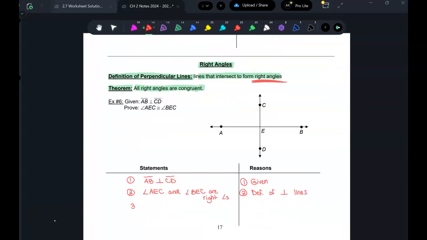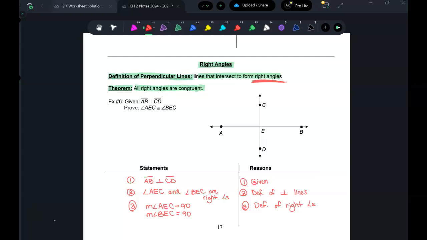So for step 3, I want to say the measure of angle AEC equals 90 and the measure of angle BEC equals 90. The reason is definition of right angles. Each time I go back and look at what words or math symbols were used directly above. That's going to be my reason. So here, perpendicular was my justification in the second step. Right angles is my justification in the following step.